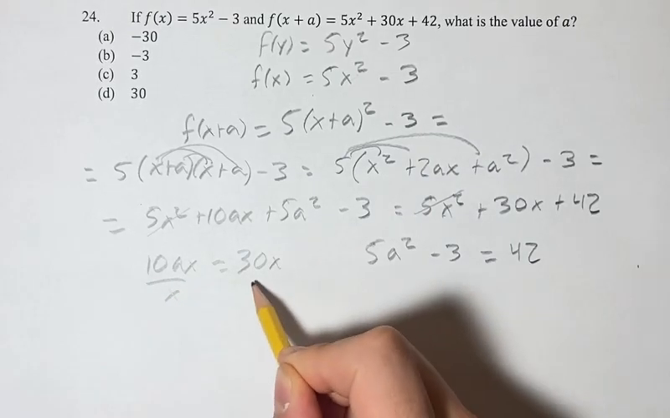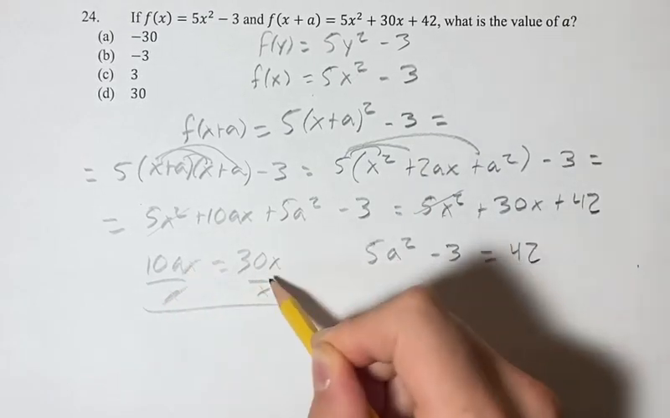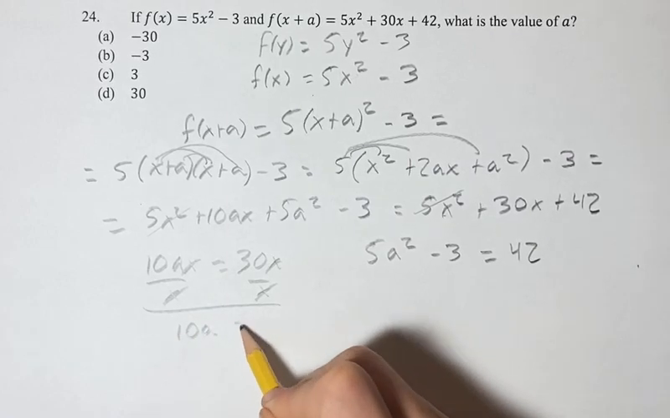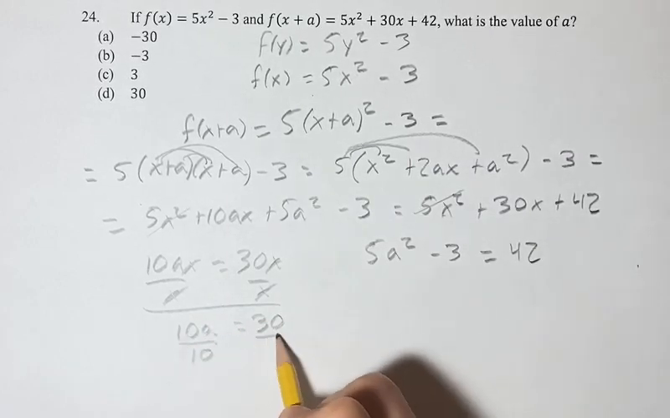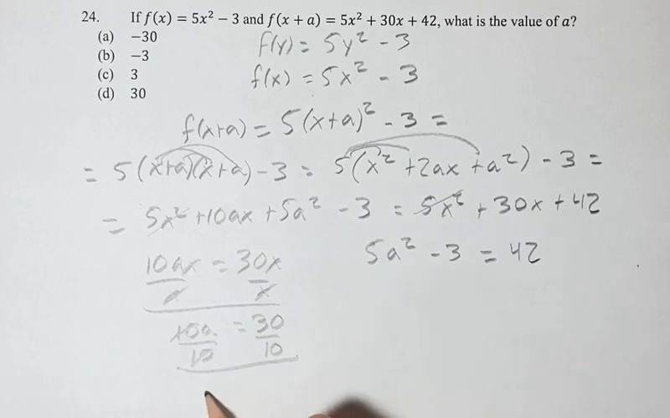If you divide both sides by x, these cancel, you get 10a is equal to 30. Divide both sides by 10 to get a on its own. These cancel, you get a is equal to 30 divided by 10, which is 3.